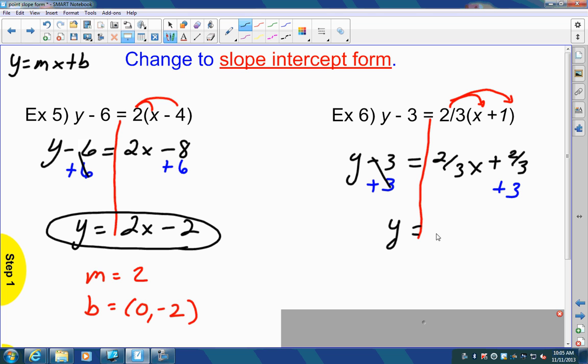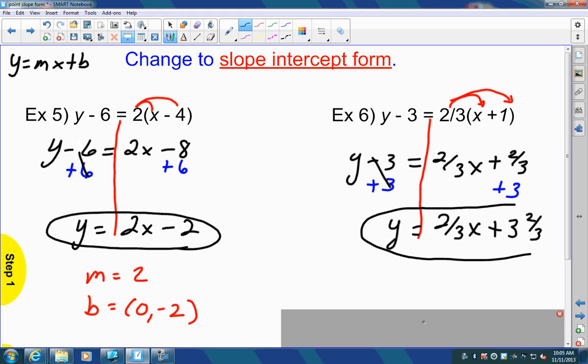I get y equals 2/3 x. And then I'm adding 2/3 and 3. Well, I'm just going to write it as 3 and 2/3. It's not a very nice number. But that at least can tell me that my slope is 2/3 and my y-intercept is 0, 3 2/3.